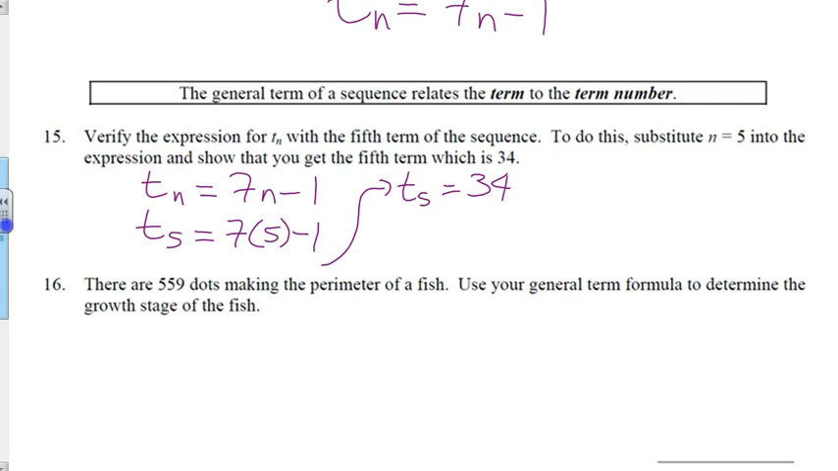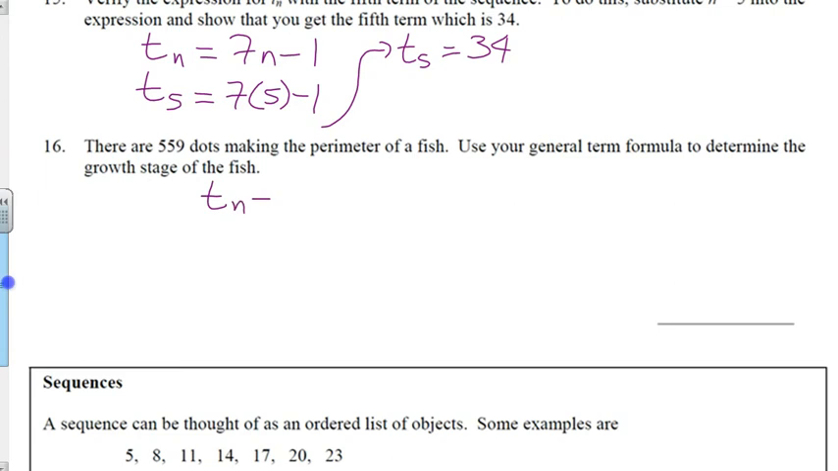Well, this works both ways. If I want to figure out how many dots are in growth stage 5, I put a 5 in for n. But if I want to figure out if there are 559 dots making the perimeter, then which stage are we at?